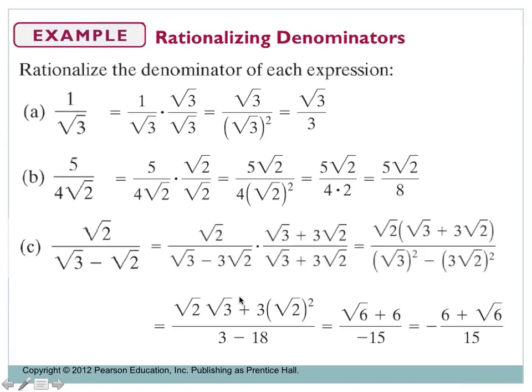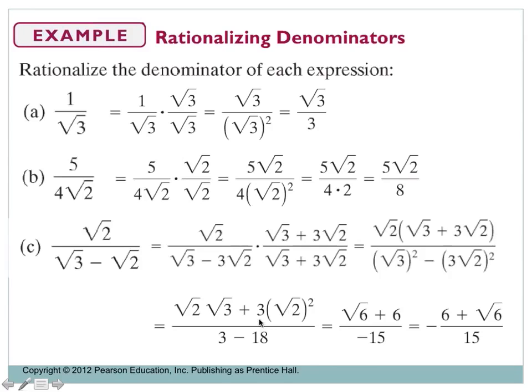So we're going to do a little bit more to this to make it look a little nicer. Square root of 2, we're going to distribute that. So what we have is square root of 2 times square root of 3. And then we have square root of 2 times 3 square root 2.